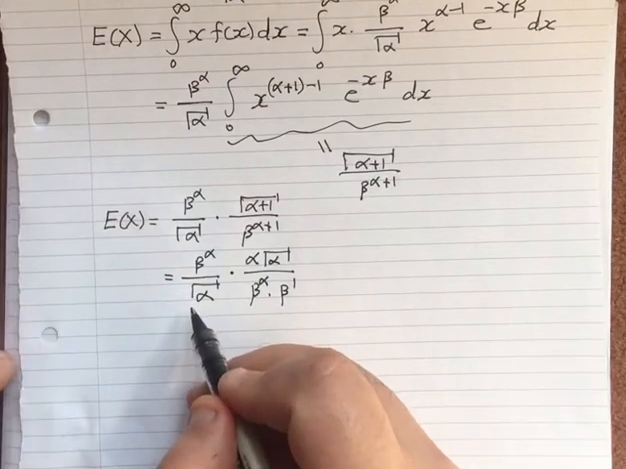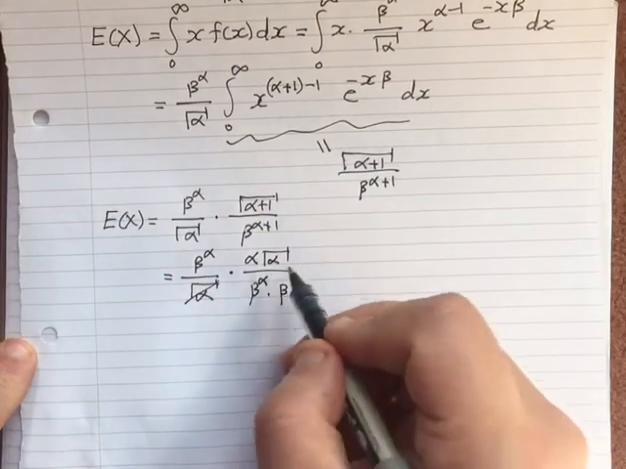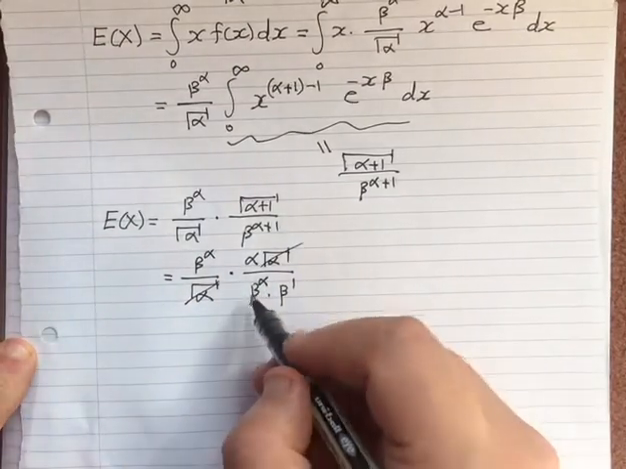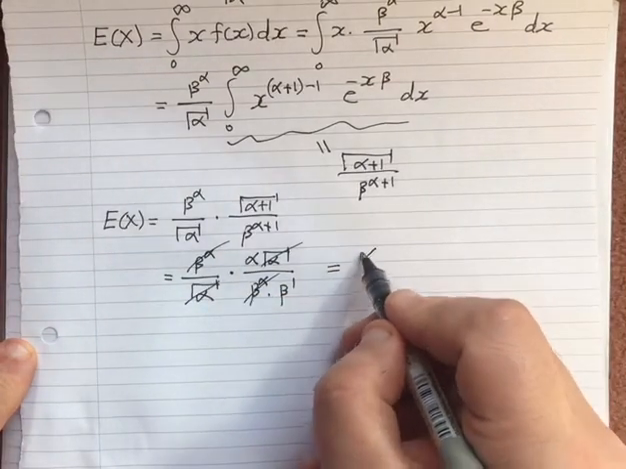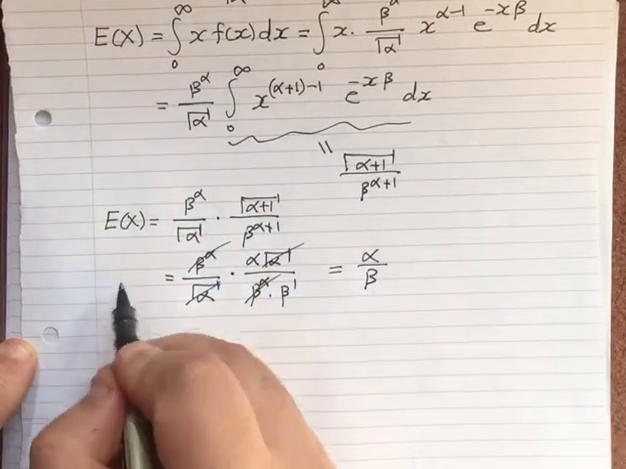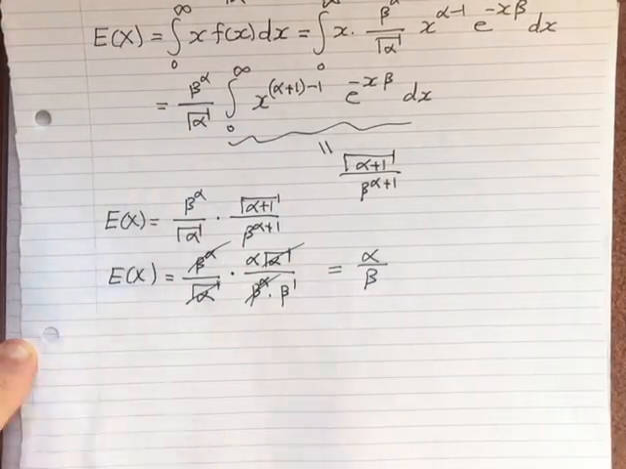Now gamma of alpha goes with gamma of alpha, beta to the alpha goes with beta to the alpha, then that equals alpha divided by beta. So that is the expectation of x.